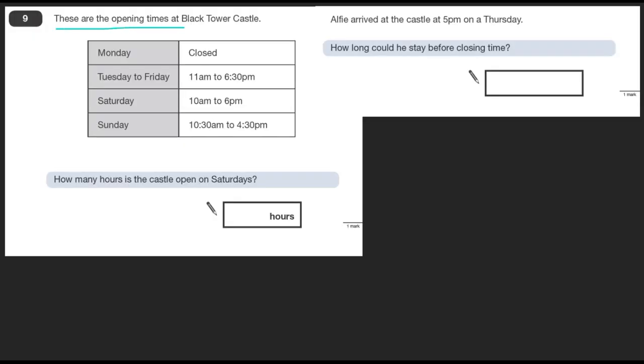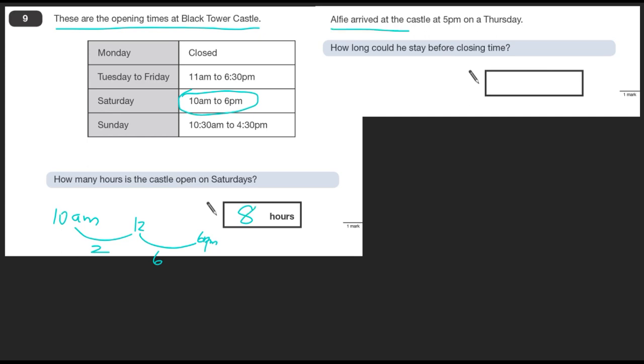These are the opening times of the Black Tower Castle. Monday closed, and everything else is given. How many hours is the castle open on Saturdays? Saturday is 10 a.m. to 6 p.m. So 10 a.m. to 12 noon, which is the lunch, is 2 hours. 12 noon to 6 p.m. is 6 hours. 6 plus 2 is 8 hours.